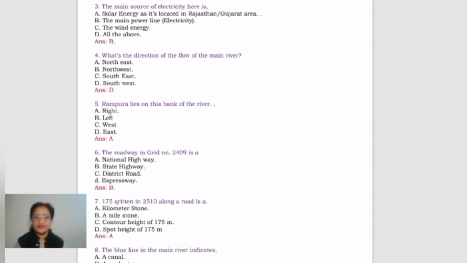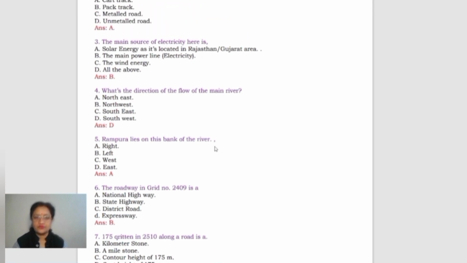Right bank. Next, the roadway in grid number 2409 is a national highway, state highway, district road or expressway. Let's see. Roadway in grid number 2409.